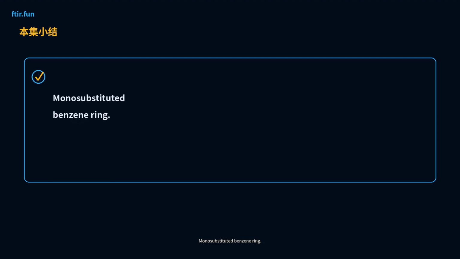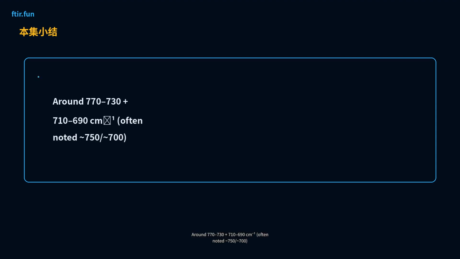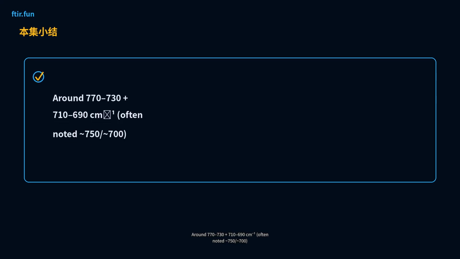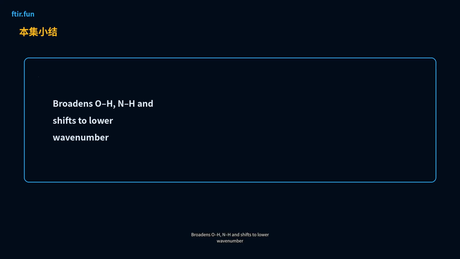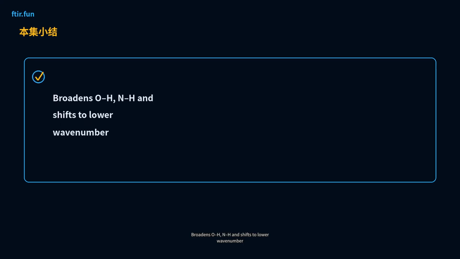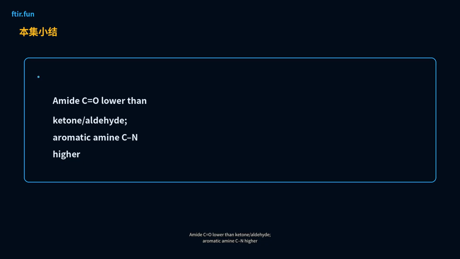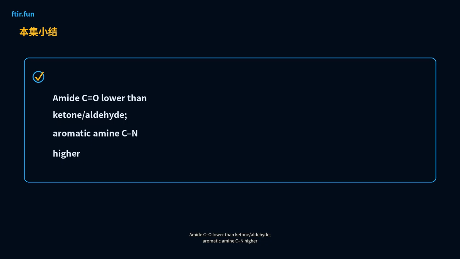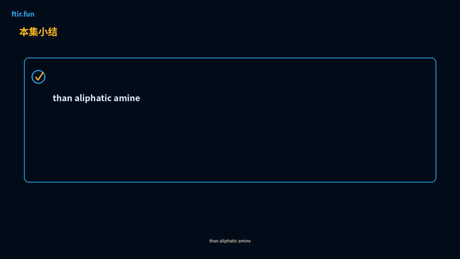Monosubstituted benzene ring: around 770-730 plus 710-690 centimeters inverse, often noted as 750 and 700. Hydrogen bonding effects: broadens O-H and N-H and shifts them to lower wavenumber. Resonance effect: amide C=O is lower than ketone or aldehyde. Aromatic amine C=O is higher than aliphatic amine.